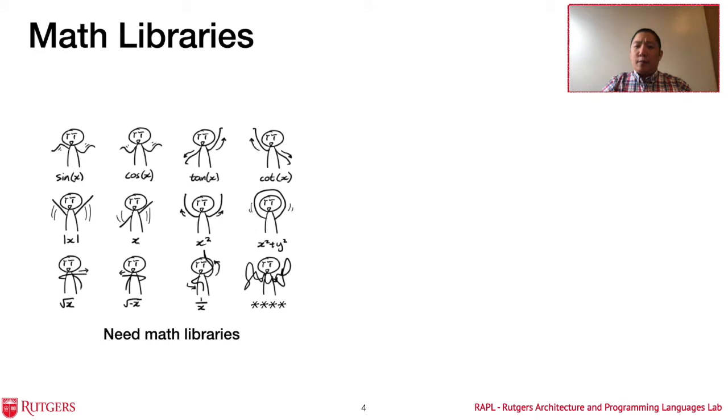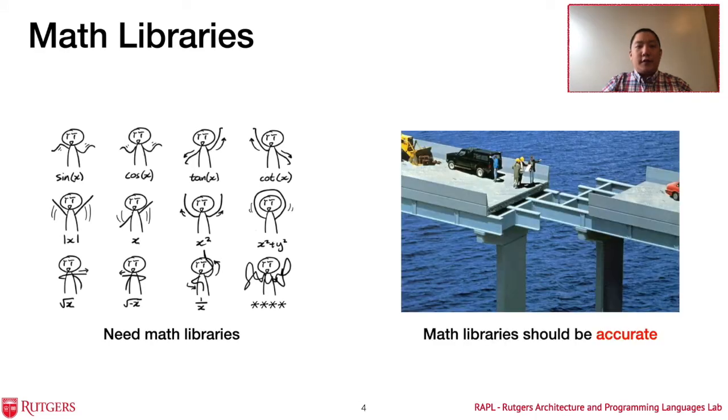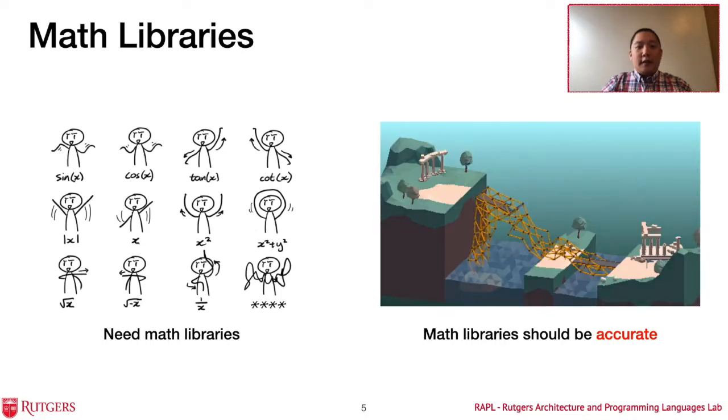Now, there are two important requirements for math libraries. First, math libraries should be correct. If the math library itself produces incorrect results, then there is no hope for applications using it to produce the correct result, even if the rest of the application is numerically correct.